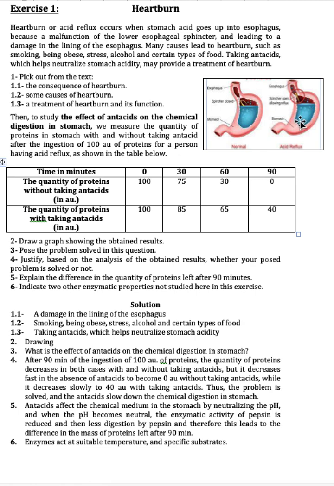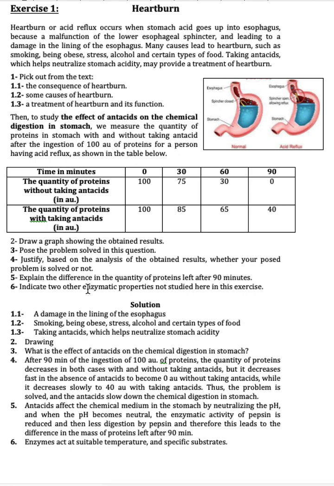more transformation of proteins into peptides under the action of pepsin, while after taking the antacids, the chemical medium is affected. The chemical medium is affected, so the pepsin cannot work properly. So in this case we have more quantity of proteins left. We don't have a complete digestion of proteins, and we need more time to finish digestion of proteins.